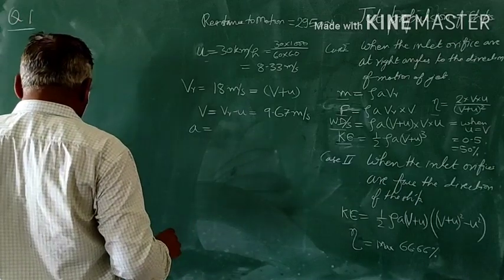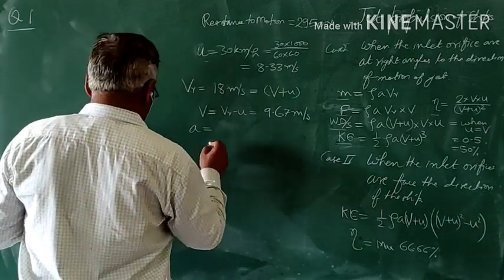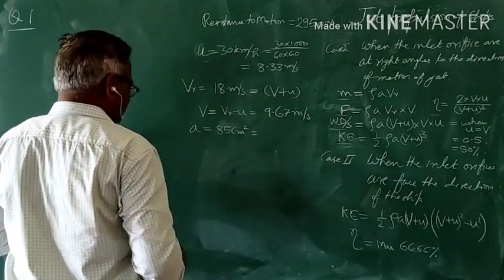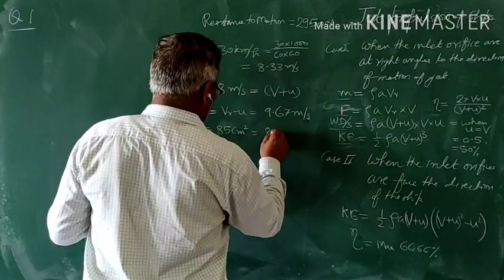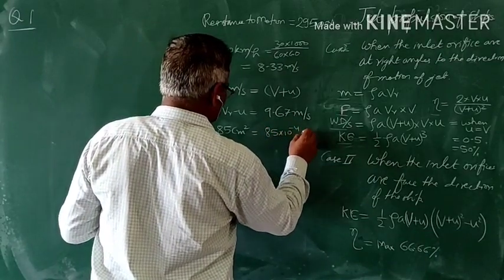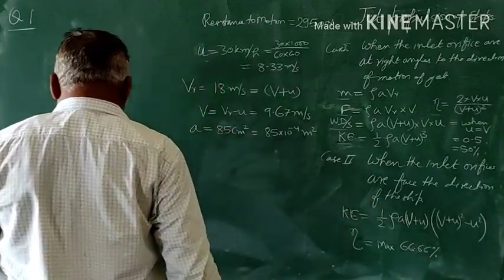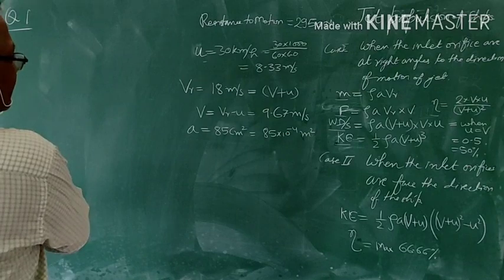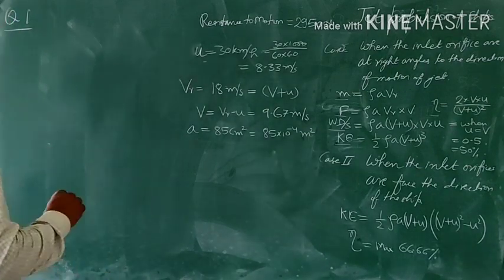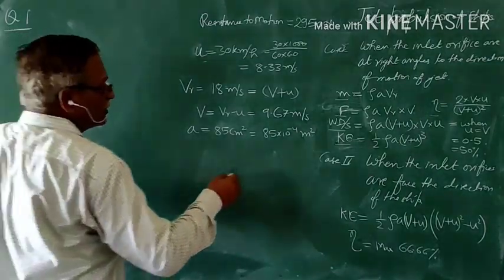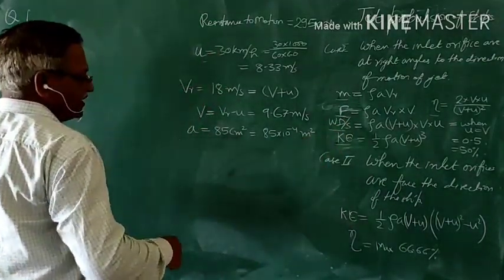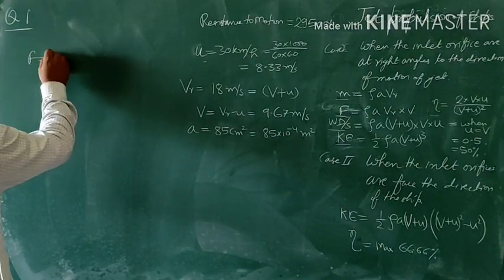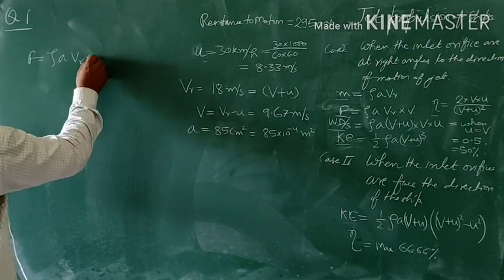Now the area is also given. Area in this question is given as 85 centimeter square. So we will convert this into meter square. So it will be 85 into 10 to the power minus 4 meter square. So this is the area given. What is the area required? Because to solve, we will use the equation for the force exerted by the jet. This is common in both the cases. So force is given as rho A VR into V.